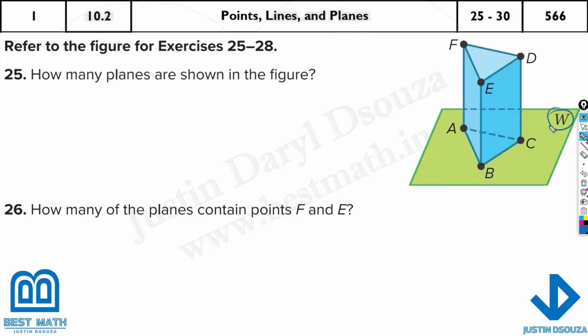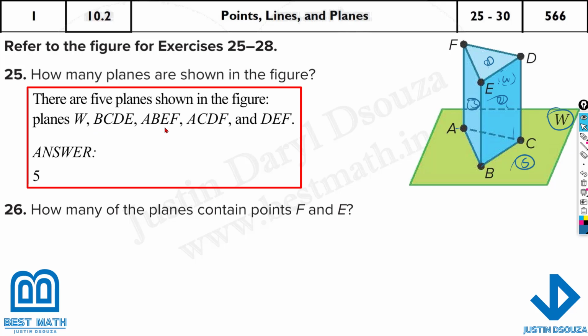So plane W, then we have BCDE, ABEF, and ACDF. So it's 1, 2, 3, 4, and 5 planes. So I'll just write the numbers 1, 2, 3. The behind one, the dotted one, 4, and 5 planes must be there. So these are the planes. It's 5, and you can see it's plane W and the other 4 planes here.